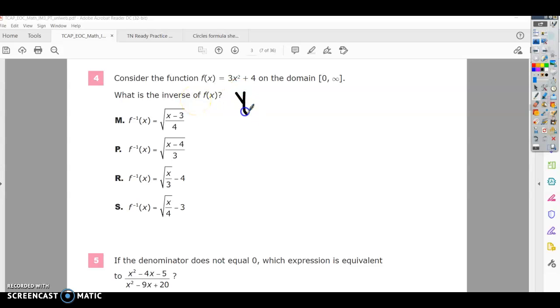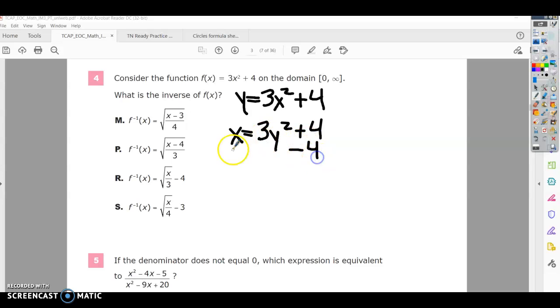So we know that we can say y equals 3x squared plus 4. And to find the inverse, we switch the x and y. So we're going to have x equals 3y squared plus 4. And then we solve by getting y by itself.